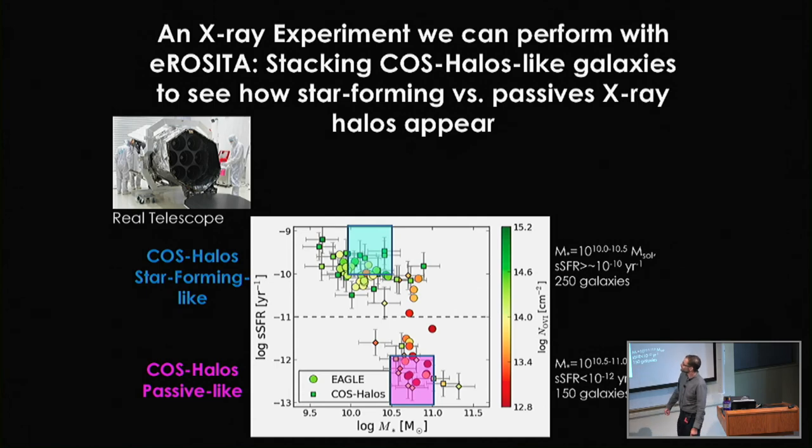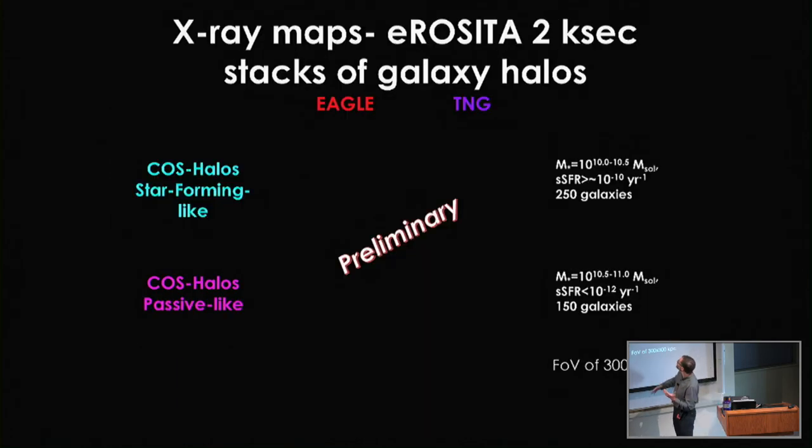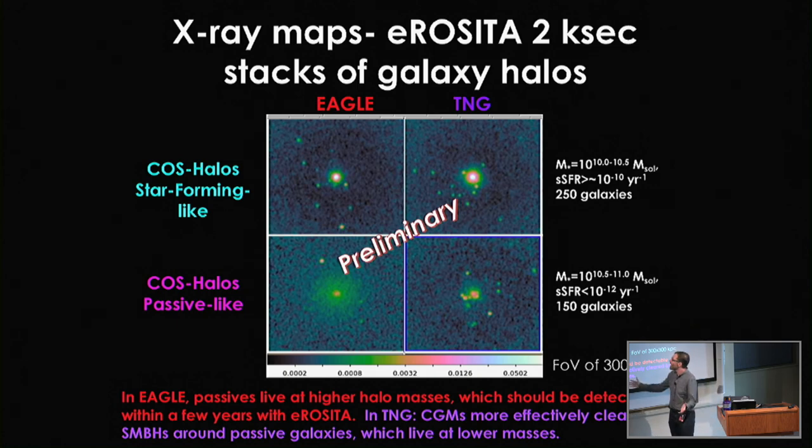And so as a first cut, I picked galaxies in this box that are star-forming, highest quartile star-forming, lowest quartile star-forming, more massive on average, like COS-Halos. And what I did was make initial stacks of 250 galaxies of the star-forming ones, which I could find in the box pretty easily, and 150 of the passive ones in both boxes, and make testable predictions that distinguish these models.